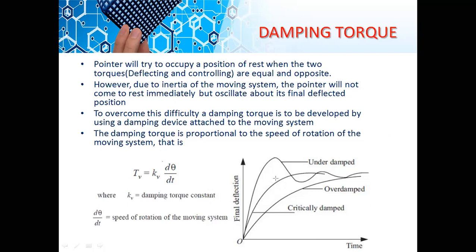There is another type of damping which we call critically damped. In this critically damped system, our deflection is going to start from 0 and it will come to the final position as early as possible. So out of these 3 different damping systems, we would prefer the critically damped system.